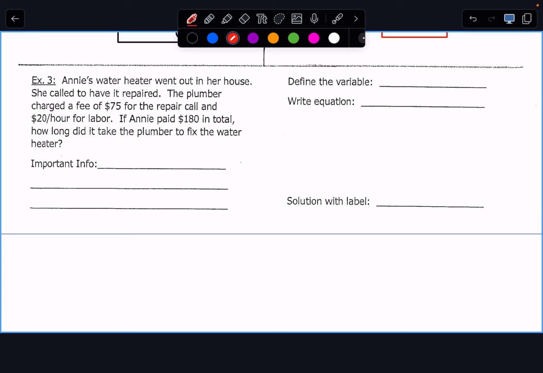Okay. Matthew, what's one thing that's important? $75 fee, right? Okay. Sammy, what's something else? $20 per hour. All right, so I'm going to write that as $20 per hour. Okay, that's what that slashy thing means. Okay, Landon, what else? $180 total. Okay. What are we looking for, Channing? H. How long it took him to fix the water? How long in terms of what measurement? Hours. Okay, so how about H is hours?